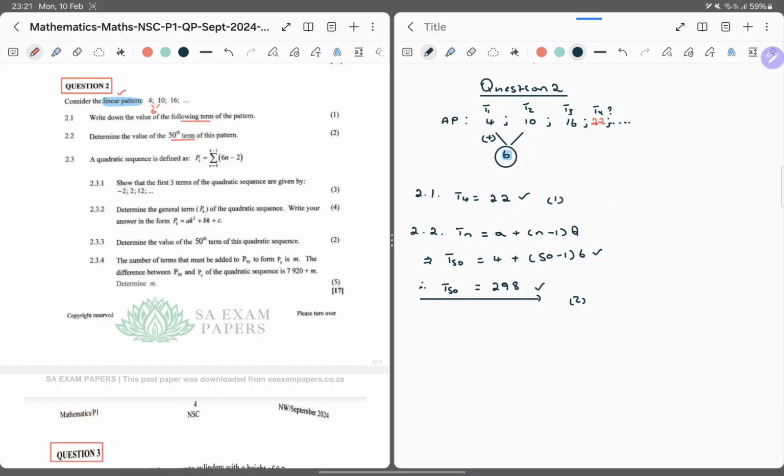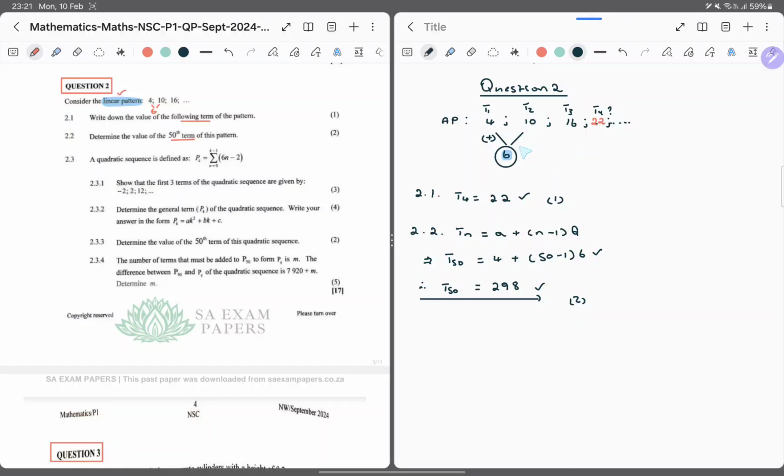We can give 2 marks, but it can be a bit of a situation if you don't know the pattern. But again, we taught it now. I taught you how to look at these things, because by inspection, you can just easily say 49 times 6, and then to that you just add 4, because these differences are going to be 49 for 50 terms.